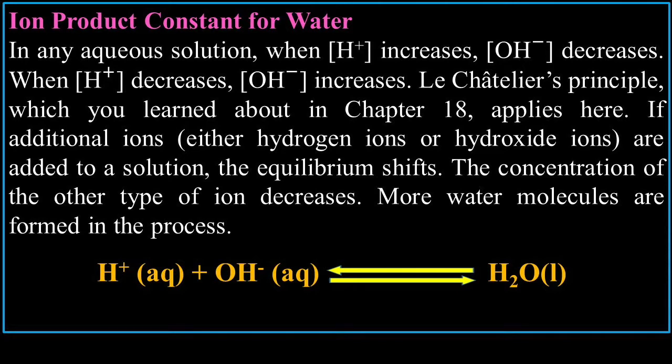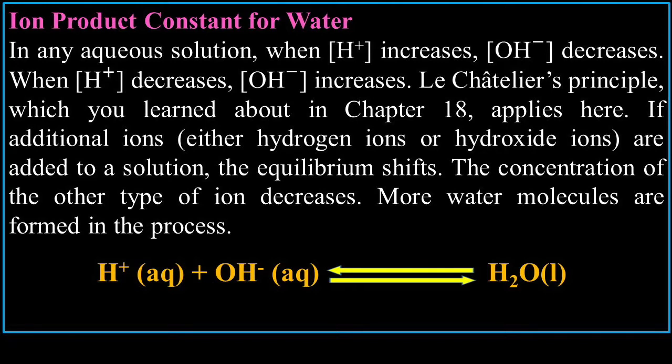Very, very important: the ion product constant for water. In any aqueous solution, when H+ increases, OH- decreases. When H+ decreases, OH- increases. Le Chatelier's principle, which you learned about in Chapter 18, applies here. If additional ions, either hydrogen ions or hydroxide ions, are added to a solution, the equilibrium shifts. The concentration of the other type of ion decreases. More water molecules are formed in the process.